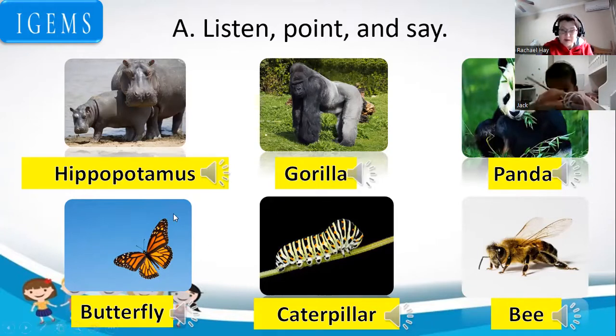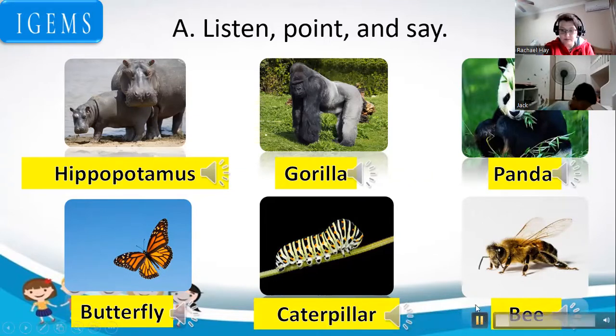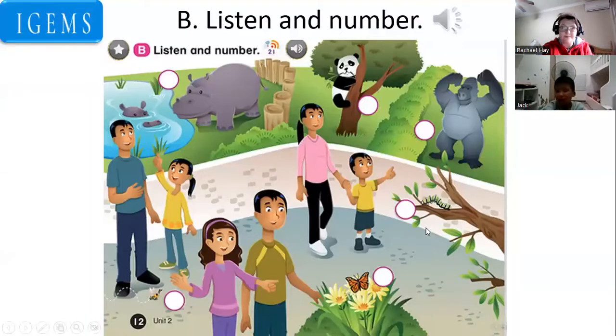A caterpillar turns into a butterfly. And what is this? The caterpillar sleeps in a cocoon. And you can call the butterfly. Fly, fly, fly. Good. And what is this? It's a bee. Hippopotamus. Gorilla. Panda. Butterfly. Caterpillar. Bee. Okay.